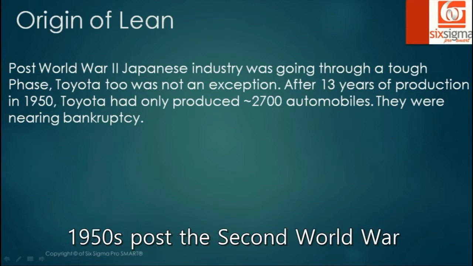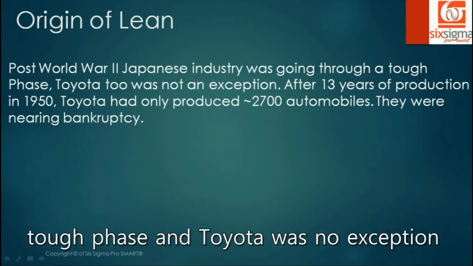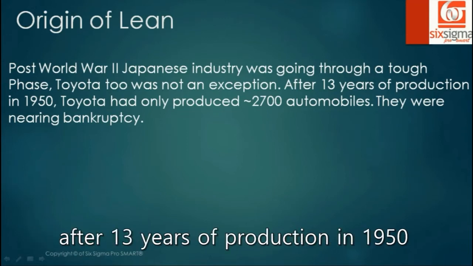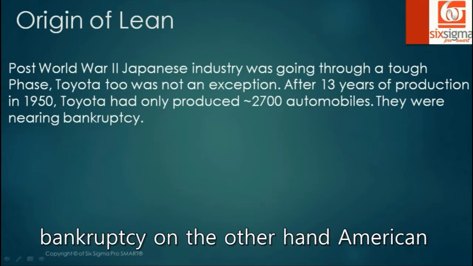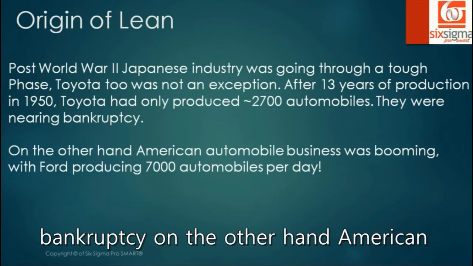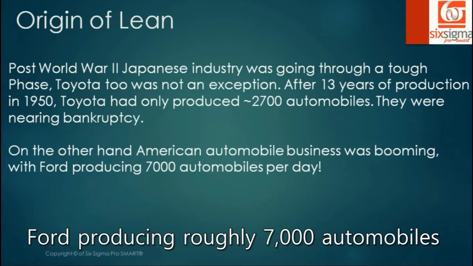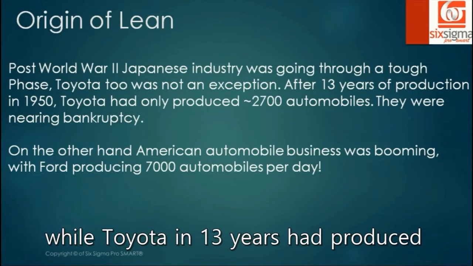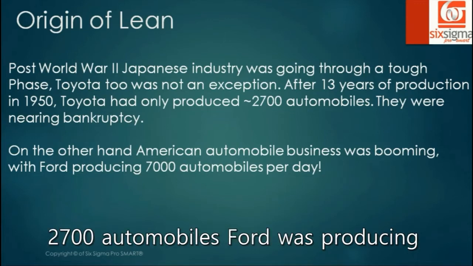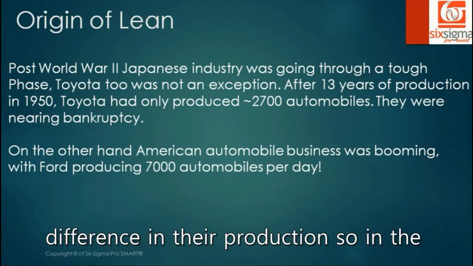So it was in the 1950s, post the Second World War, Japanese industry was going through a tough phase, and Toyota was no exception. After 13 years of production in 1950, Toyota had only produced around 2,700 automobiles, and they were nearing bankruptcy. On the other hand, the American automobile business was booming, with Ford producing roughly 7,000 automobiles per day. So you can see the difference. While Toyota in 13 years had produced 2,700 automobiles, Ford was producing 7,000 automobiles per day. Such a large difference in their production.